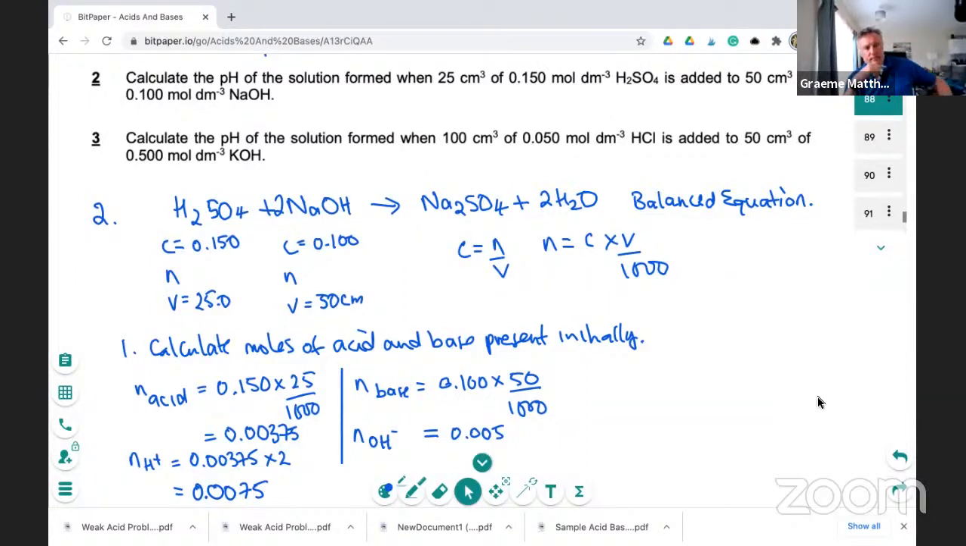Okay, so calculate the pH of a solution formed when 25 cubic centimeters of 0.150 mole per decimeter cubed of sulfuric acid is added to 50 cubic centimeters of 0.1 mole per decimeter cubed sodium hydroxide. On this one, chemists, this is what I've been saying for a couple of sessions: you need to start thinking like a teacher. Why are they asking me this? They're asking you for 2 reasons. Number one is, do you realize it is a diprotic acid?